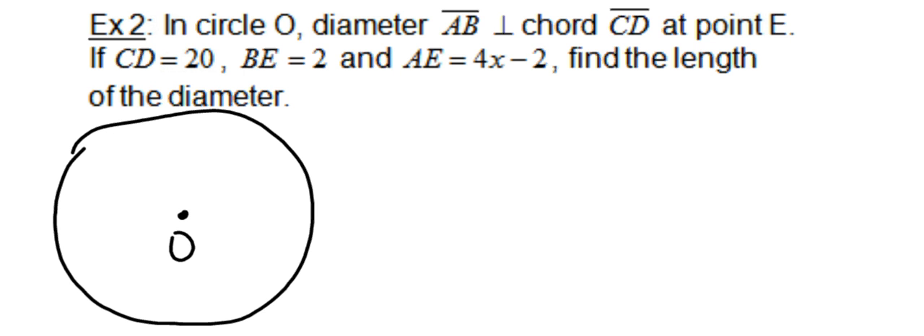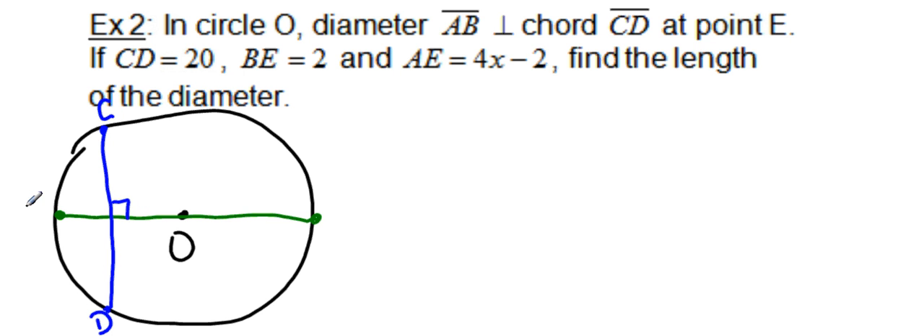It says diameter AB, so I can draw my diameter wherever I want, as long as its endpoints are on the circle and it passes through the center. It says it is perpendicular to chord CD. So I can put chord CD wherever I want, as long as it's perpendicular to that diameter. And I guess I forgot to label my diameter. I'd better do that. And it says the point where they meet is point E. So I'm going to label that point E.